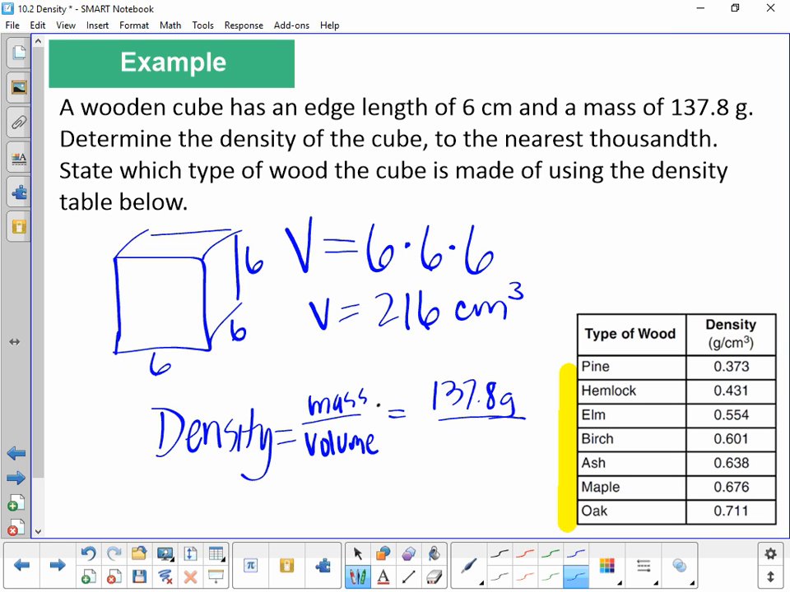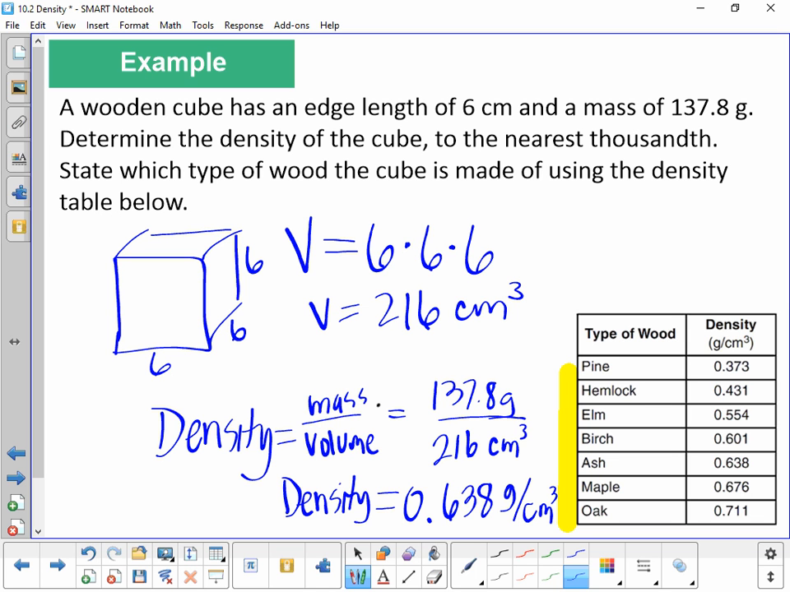So now that we know the volume, we can put that into our little equation here, and we can calculate that. The density of this cube is 137.8 divided by 216, 0.638 grams per cubic centimeter. So this is our calculated density, and if we look at our table over here, you can see that 0.638 looks like it corresponds to ash. So our cube is most likely made out of ash.